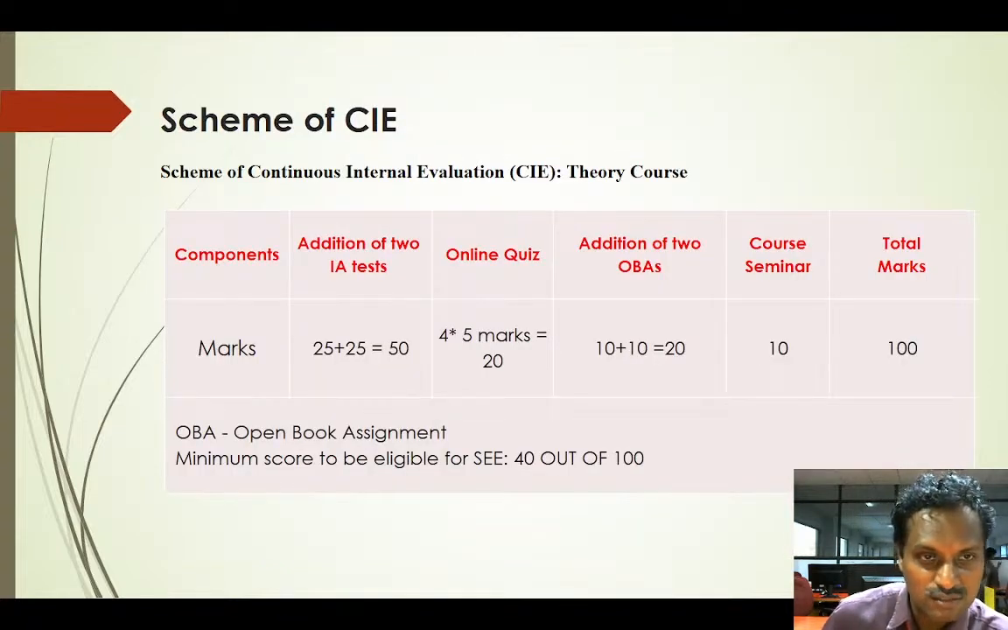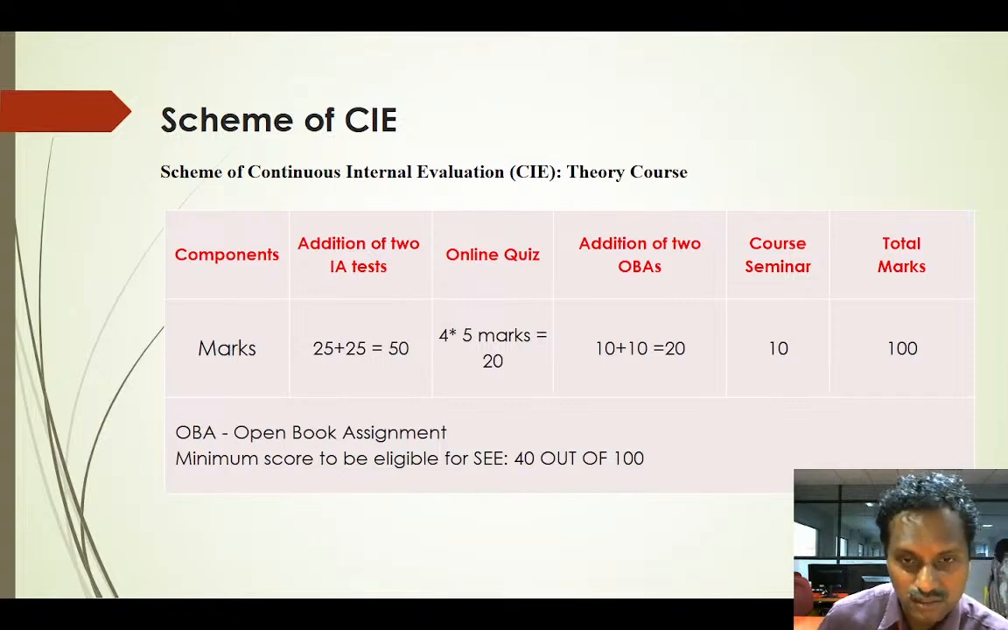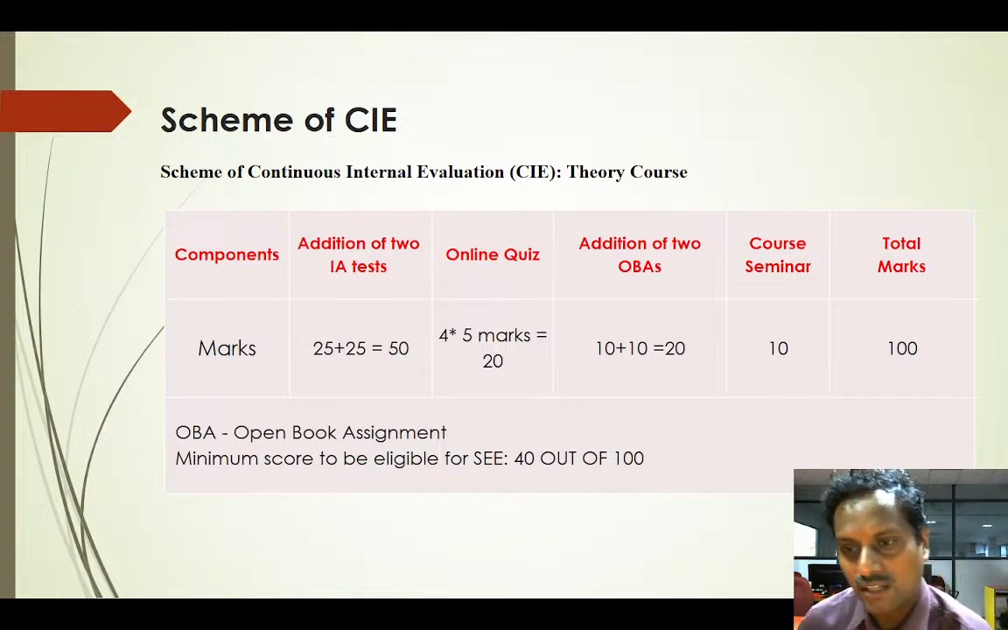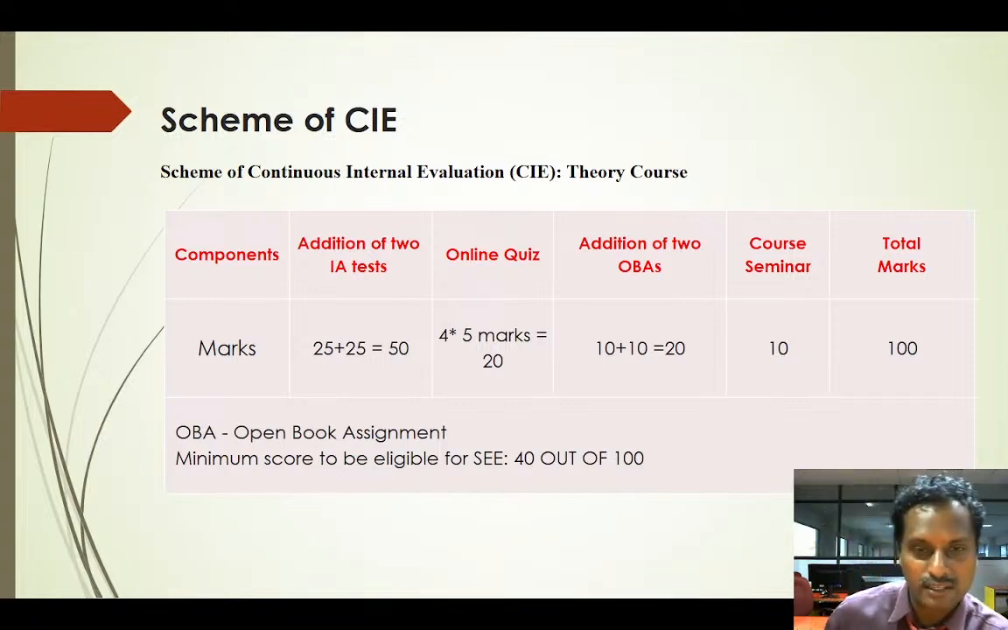And when it comes to the scheme of CIE, obviously it is the addition of 2 IAs of 25 marks each. An online quiz will be conducted for 20 marks, each of 5 marks. The addition of 2 OBAs will be 10 plus 10. And finally, we are going to deal with the course seminar. So that's the project that we are going to carry out by making use of certain tools with respect to cybersecurity.